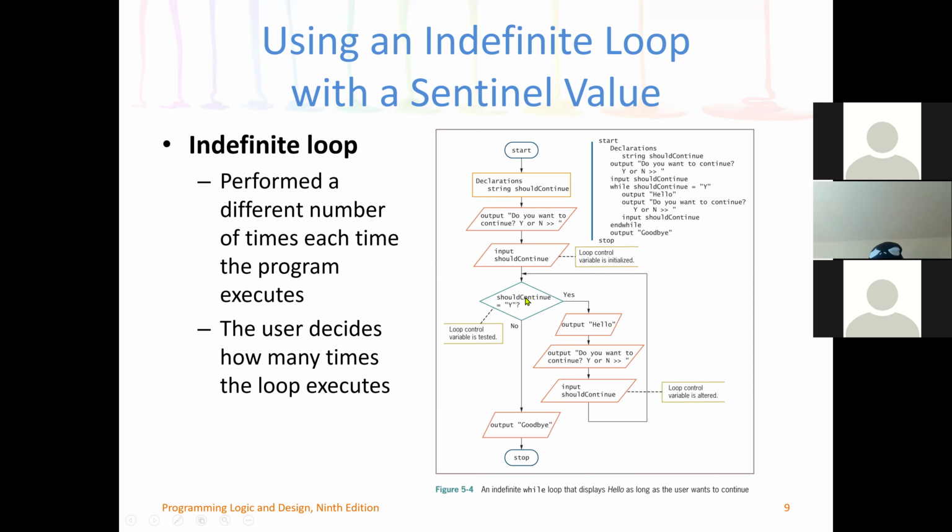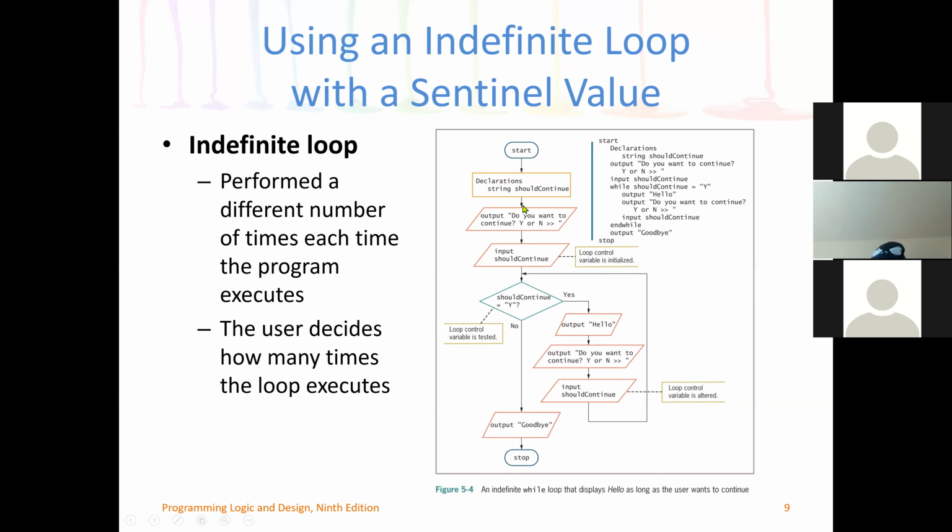So I may enter the value the first time and the loop will not execute at all. I may enter it the second time, the loop will execute only once, then it will stop. Third time, it will execute 2 times. So how many times the loop will execute, we don't know. So we don't initialize the loop control variable here.